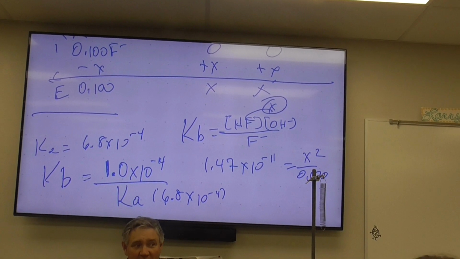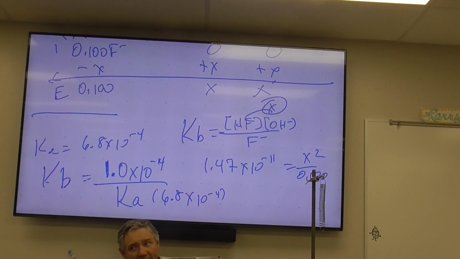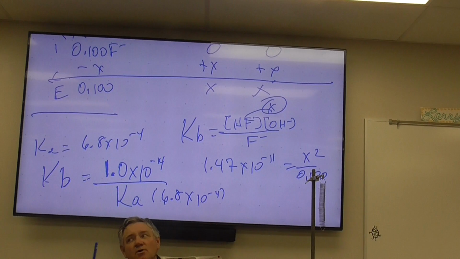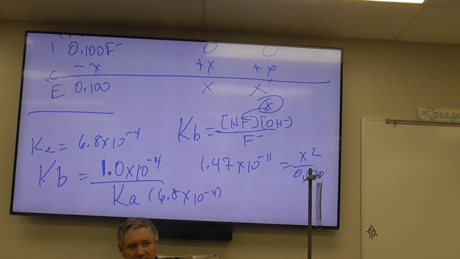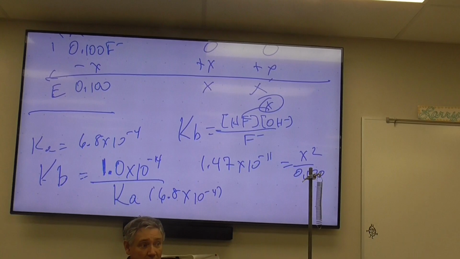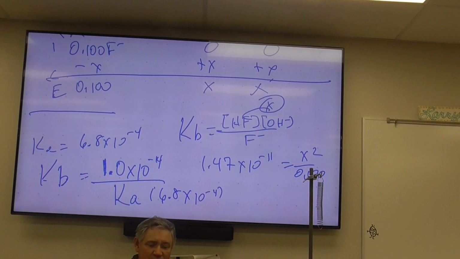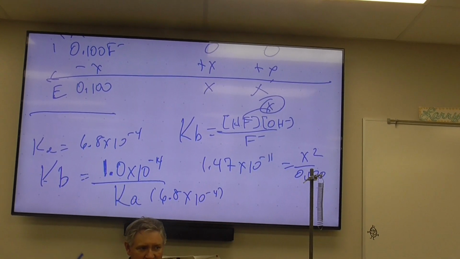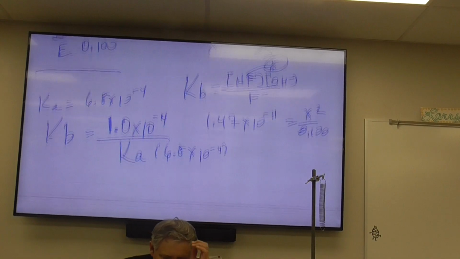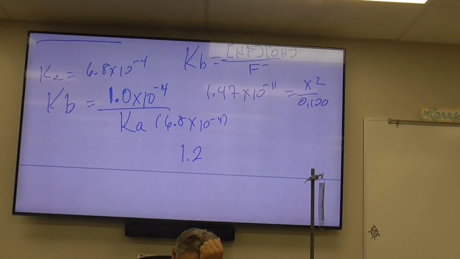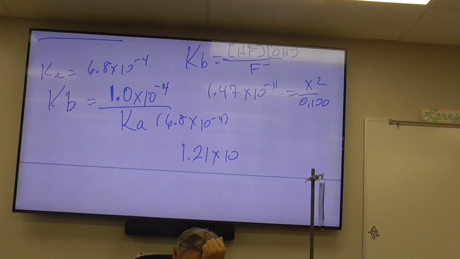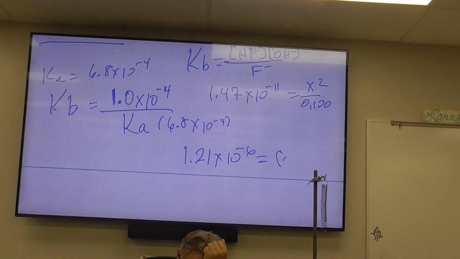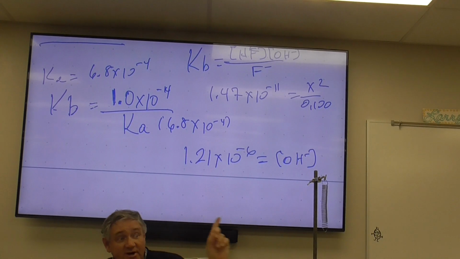But here's the tricky part. When you find x, are you finding the hydronium ion concentration or the hydroxide ion concentration? Hydroxide. So find the x. Somebody take 1.47 times 10 to the negative 11th times 0.1 and then take the square root of that. 1.21 times 10 to the negative 6. Now, that's your hydroxide ion concentration.